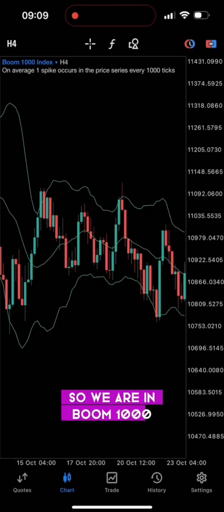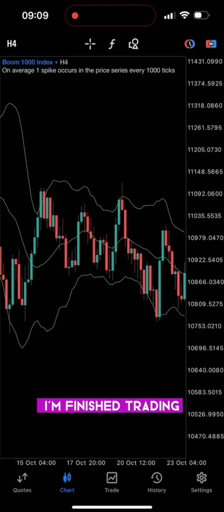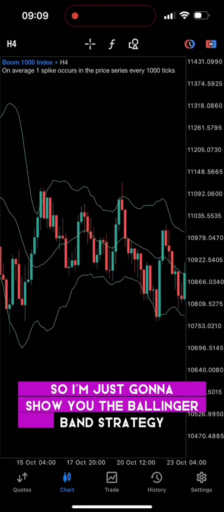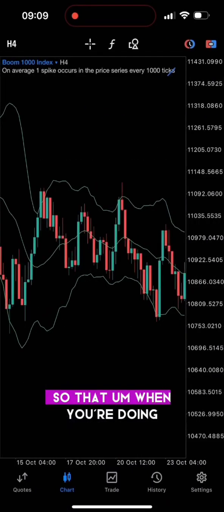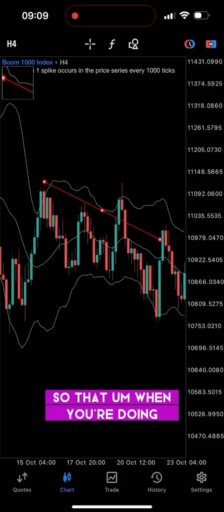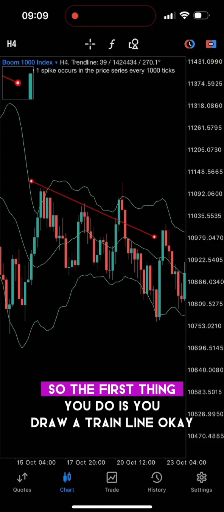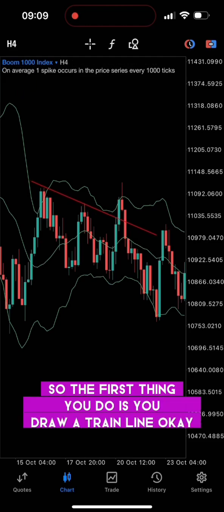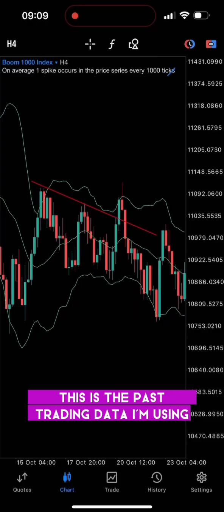So we are in Boom 1000. I'm finished trading, so I'm just going to show you the Bollinger Band strategy so that when you're doing it, you don't miss any point. So the first thing you do is you draw your trend line. Okay, this is the past trading data I'm using.